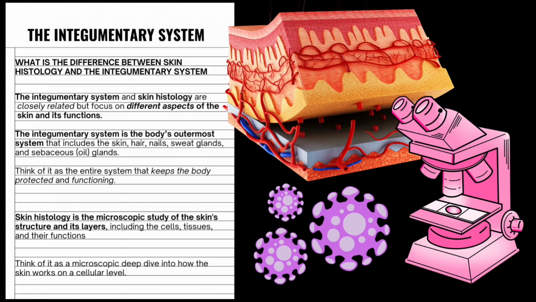What is the difference between skin histology and the integumentary system? They are both closely related but focus on different aspects of the skin and its functions. The integumentary system is the body's outermost system that includes the skin, hair, nails, sweat glands, and sebaceous glands. Think of it as the entire system that keeps the body protected and functioning. Skin histology is the microscopic study of the skin structure and its layers, including the cells, tissues, and their functions. You can think of it like a microscopic deep dive into how the skin works on a cellular level.